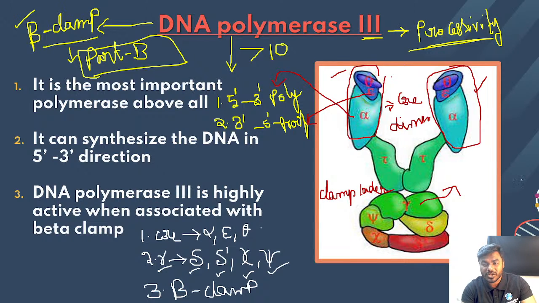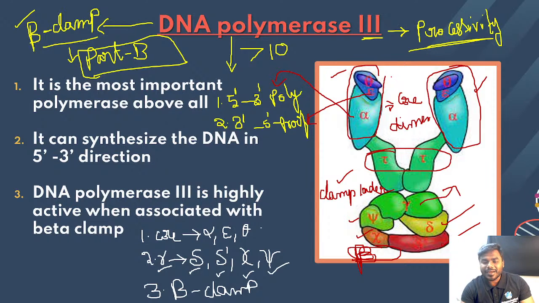You can see in the animation also very effectively. Now, what is the function of a tau dimer? Tau dimer connects the core enzyme to the gamma complex. What is the gamma complex called? Clamp loader. What is the function of a clamp loader? Clamp loader is the one which can load the beta clamp to the core enzyme. What is that clamp loader or gamma complex? It consists of delta, delta prime, chi, psi. And the last and final one, what is that? Beta clamp.